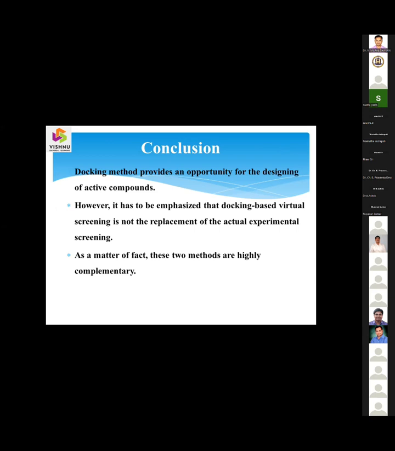Sir, it's already clearly mentioned. By using CADD, we can save a lot of time to discover a particular drug, and we can save a lot of money. Both time and money are saved by using computer-aided drug design. If you are getting the best results in computer-aided drug design, we can go for the synthesis of the particular drug for which we are getting the best results in CADD.